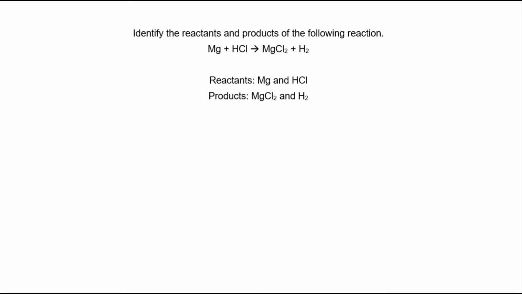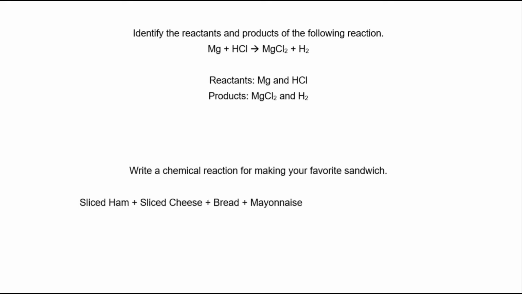Another exercise for getting comfortable with chemical reactions is to take something you make regularly and turn it into a chemical reaction. So for this exercise, we are going to write a chemical reaction for making a sandwich. Now I'm going to choose one of my favorite sandwiches, which is a ham and cheese sandwich. To make a ham and cheese sandwich, I need 4 ingredients or 4 reactants. I need some sliced ham, some sliced cheese, some bread, and I like to put mayonnaise on my sandwich. Those are my reactants. You can see in this case I have 4 reactants.